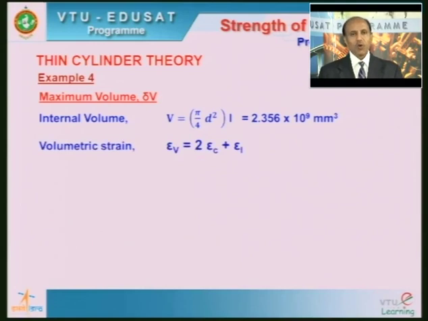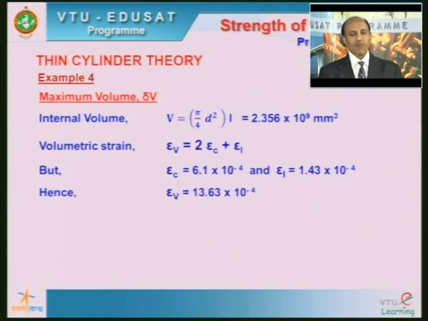Once you know the volume, we calculate the volumetric strain, and we have derived this particular expression in the earlier presentation. Volumetric strain is equal to 2 times the circumferential strain plus 1 times the longitudinal strain. You have just now calculated the circumferential strain and longitudinal strain, so we will substitute those values. Once you substitute, you get the value of the volumetric strain. In this case, it happens to be 13.63 times 10 to the power of minus 4.